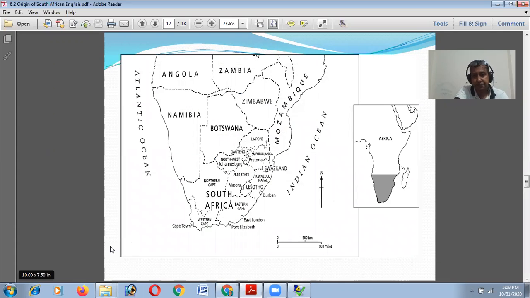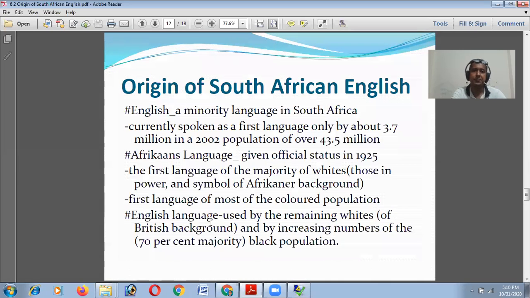This is the Indian Ocean, the map of South Africa here. And this is Cape Town. This is the coastal area. After the Great Trek, the people left this area and went to the interior part of Africa. So the people of this coastal area use English that is similar to standard British English.